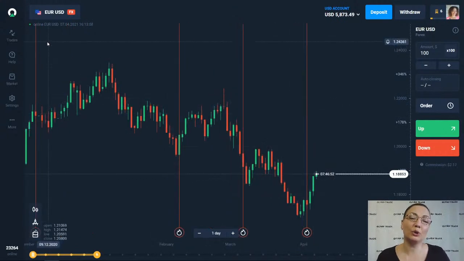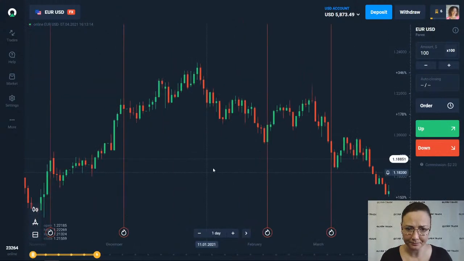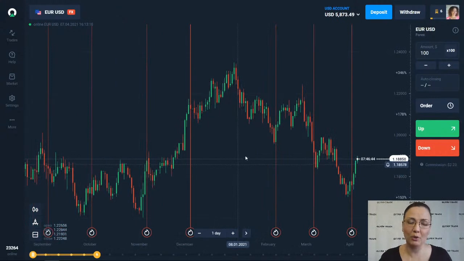So right here, I'm looking at the Euro US dollar on the one day time frame. Okay, let me make this a little bit smaller. So whenever we have an active uptrend, as you can see right here, the price was increasing for a very long time. This was a whole movement from mid-April till the 1st of July.